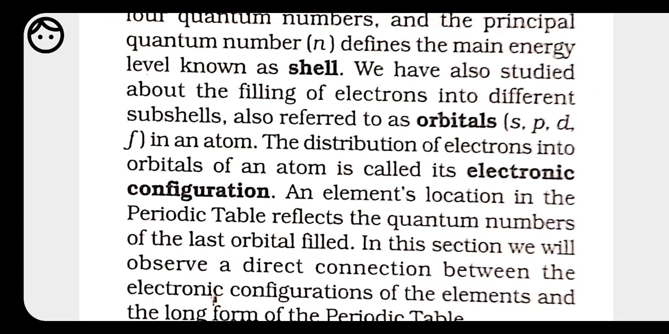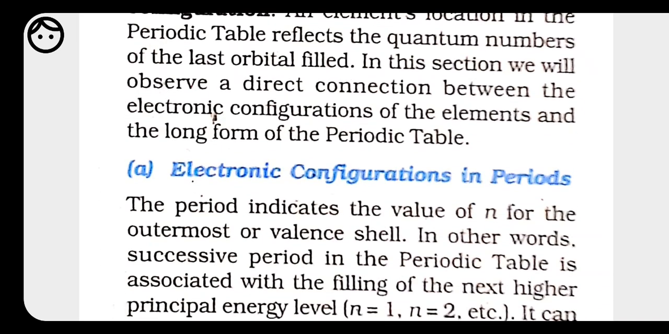Now each shell has subshells, or orbitals, called s, p, d, f, and with the help of these we divide or fill the electrons in all these subshells. So let's look at electronic configuration in periods. First we will talk about the electronic configuration in periods, then we will talk about the electronic configuration in groups. A horizontal row of the periodic table is called a period. A period consists of a series of elements having the same valence shell. There are 7 periods in all, numbered 1, 2, 3, 4, 5, 6 and 7.